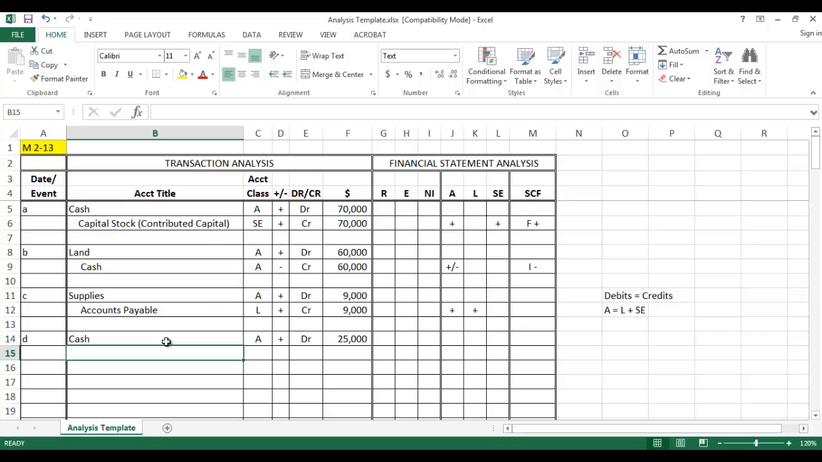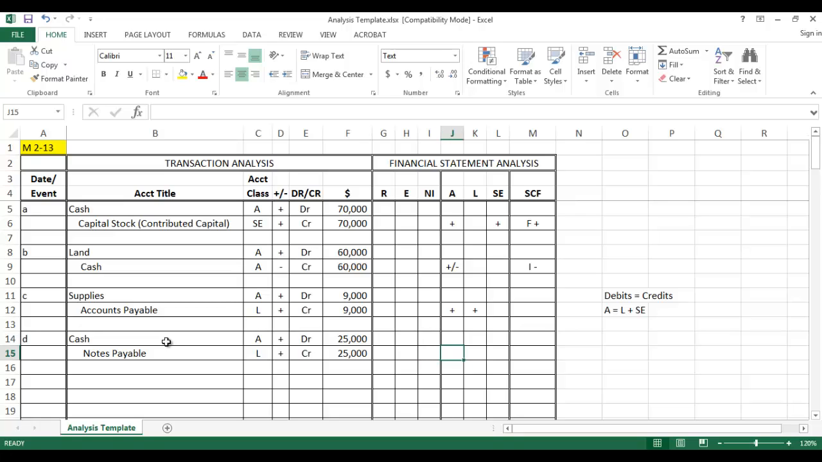So where did we get that $25,000? Well, it's from the bank. We obviously need to repay that, or they expect us to repay it anyway. So we'll go ahead and increase our liability to the bank in the form of a notes payable. Again, we credit liabilities to increase them, and that's $25,000.